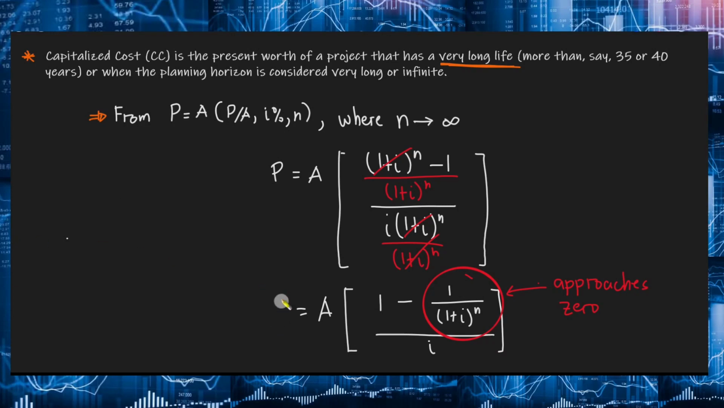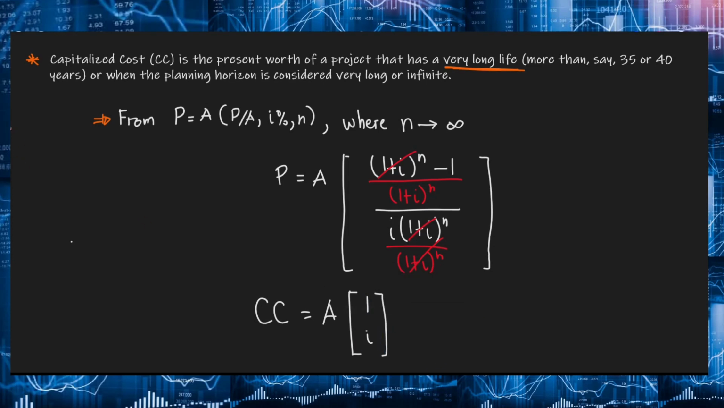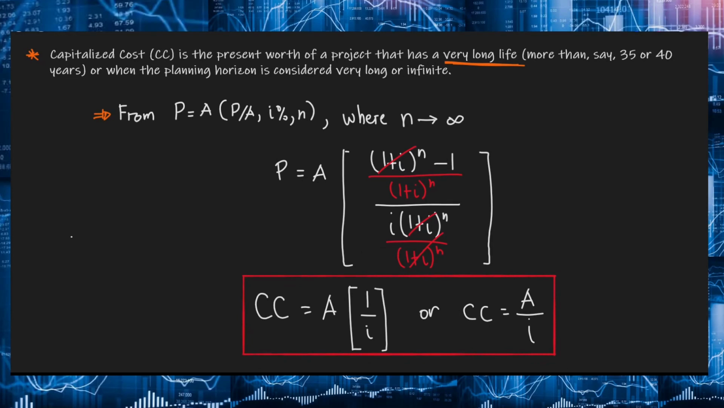Now, the symbols P and PW are replaced with CC. Kasi nga, capitalized cost yung mas preferred na term, no? For the present worth of a project that has a very long life. So, yung maiiwan na lang dito sa formula natin will be P equal to A over i. So, again, replace natin yung P by CC. So, we have CC or the capitalized cost equal to A over i. And then, yung A value can also be termed the annual worth, AW. Therefore, yung formula natin for the capitalized cost can also be expressed as CC equal to AW over i.